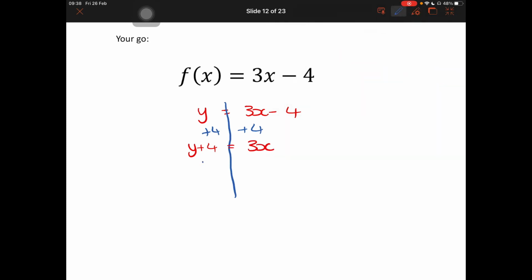I need to divide both sides by 3. So I can end up with y plus 4 over 3 equals x. Last part, swap out x for f to the minus 1 of x and y for x. So I end up with x plus 4 over 3 equals f to the minus 1 of x. Again, I have my inverse function.